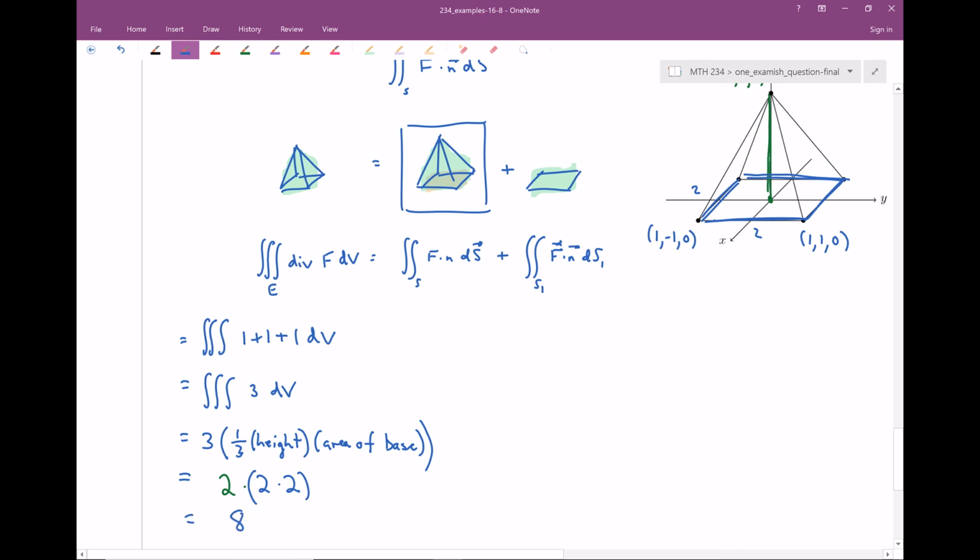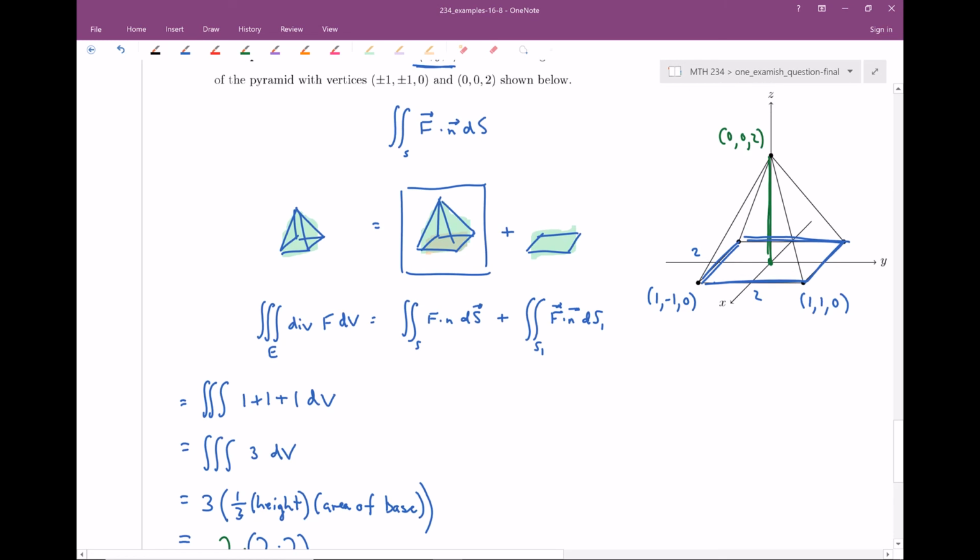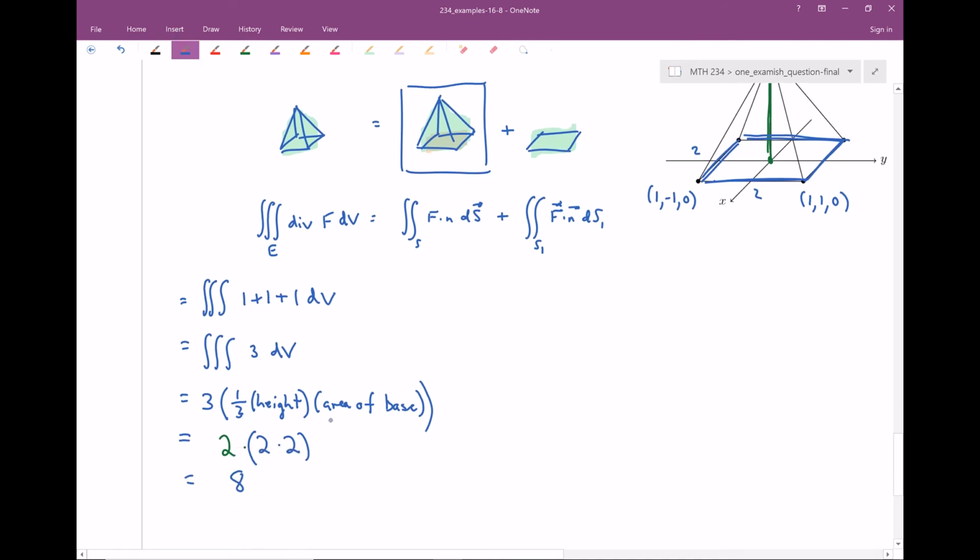So again, if we were interested in the flux over the entire pyramid, it would just be 8, thanks to the divergence theorem. Because again, we took the divergence, we got 3, and then we went ahead and calculated out the volume of this pyramid, thanks to the volume of the pyramid equation, right? But that's not exactly what we want, right? We want the pyramid without the base. So let's go ahead and calculate out the surface integral over the base and figure out how much we're off by.